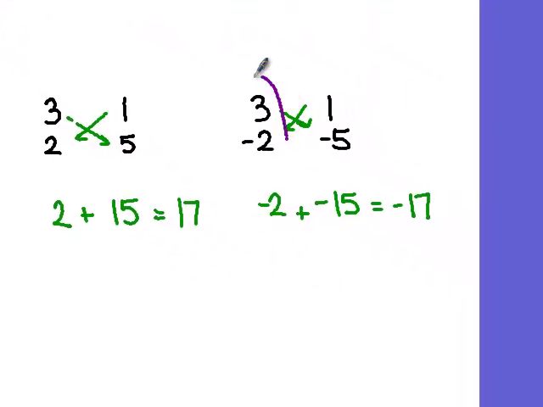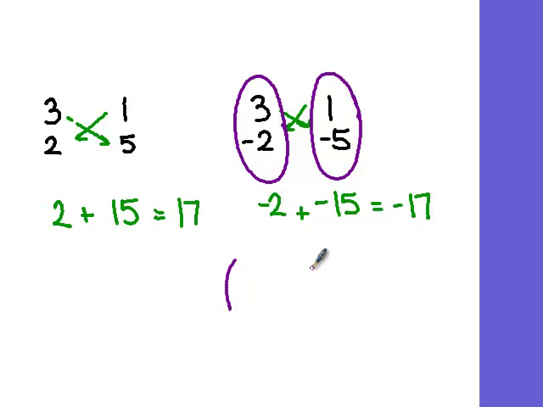I find that circling them like this will help you. So we're going to set up two binomials just like before. But instead of being x and x, it's going to be 3x minus 2, and 1x, which is just x, minus 5. Okay, so there's the factors.